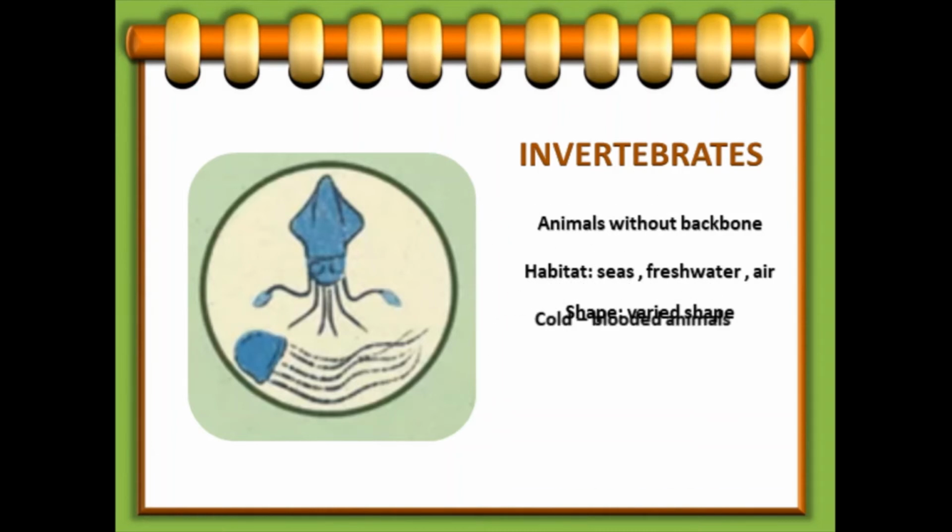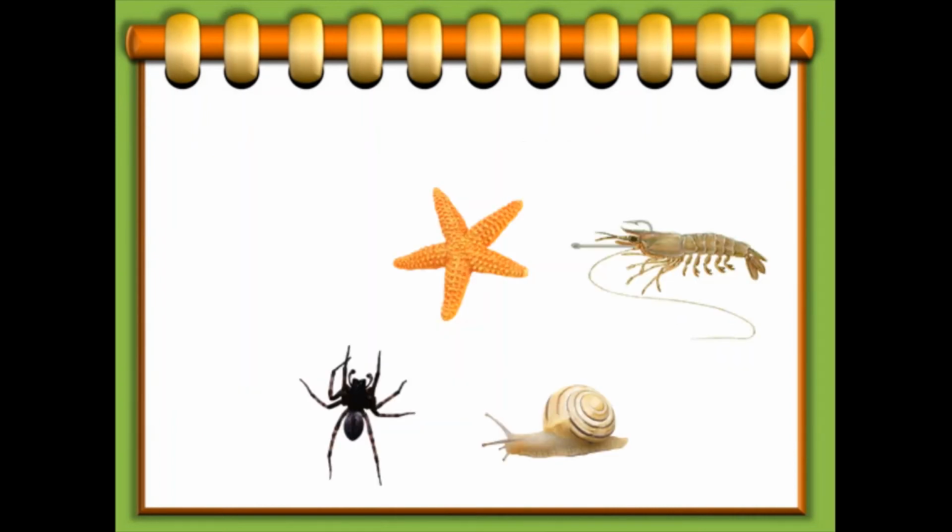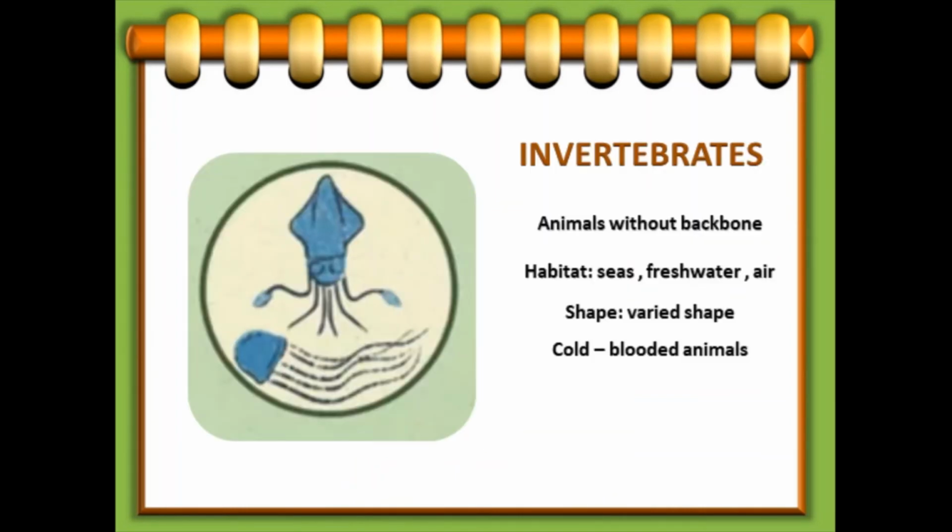Next, invertebrates are cold-blooded animals. Alright, very good. Then, again, invertebrates are animals without backbone. They live in seas, fresh water, and air. And they are in varied shape. They are also cold-blooded animals.